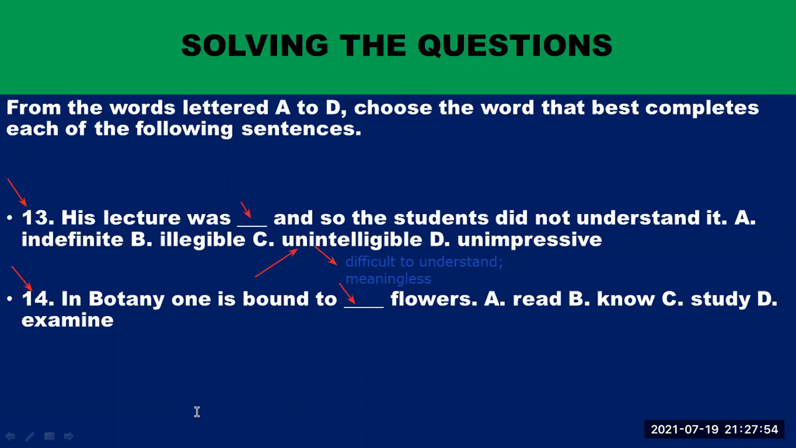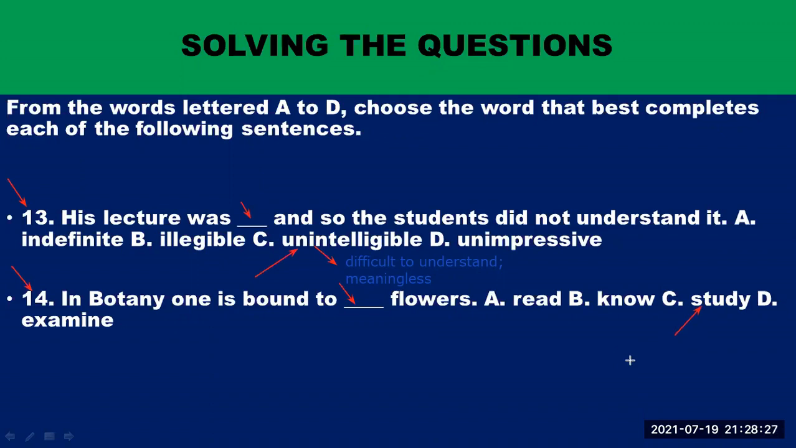Now let's look at the options. Option A is read. In botany, one is bound to read flowers. Of course, you don't read flowers. It doesn't make sense. B, know. In botany, one is bound to know flowers. Really, that's not the intended meaning here. There must be something more than just merely knowing flowers.